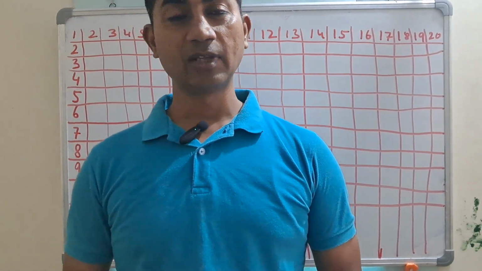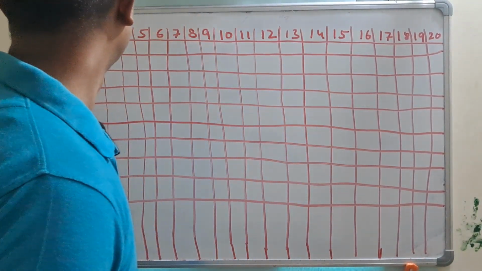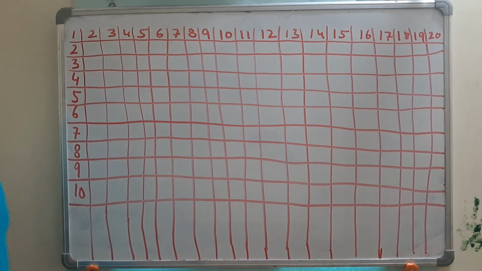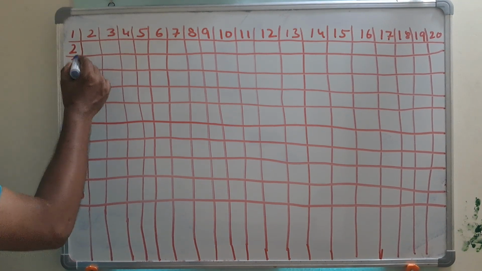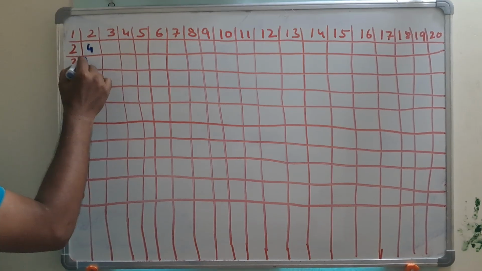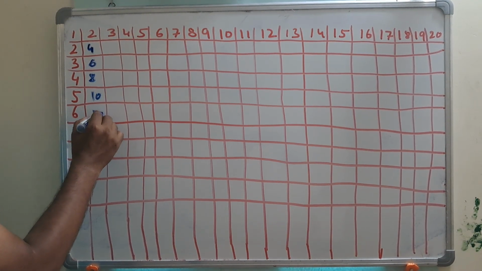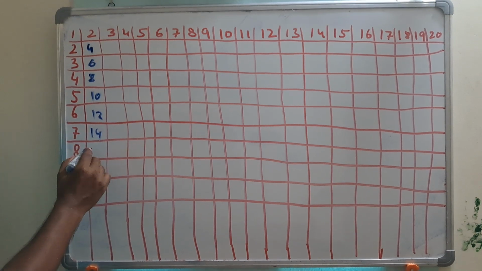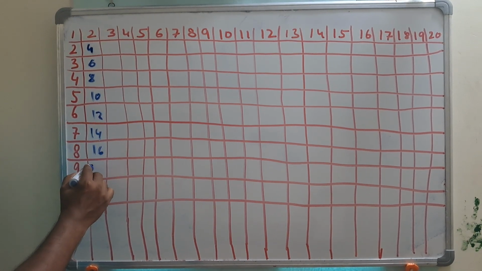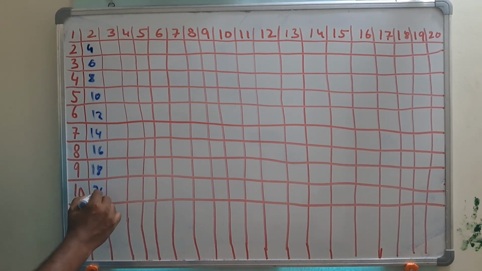So without wasting time, let's practice. First of all, we will practice the table of 2. 2 1 ja 2, 2 2 ja 4, 2 3 ja 6, 2 4 ja 8, 2 5 ja 10, 2 6 ja 12, 2 7 ja 14, 2 8 ja 16, 2 9 ja 18, 2 10 ja 20.